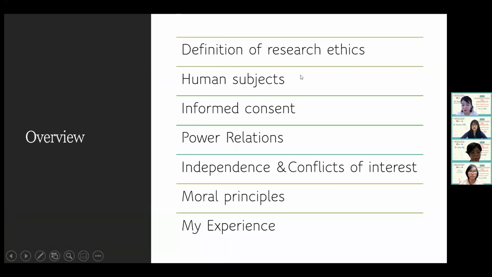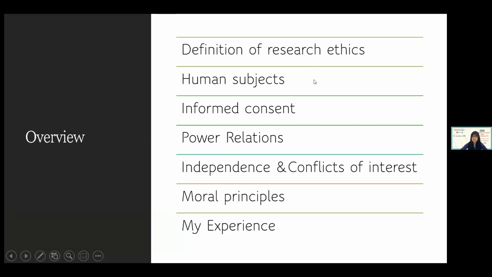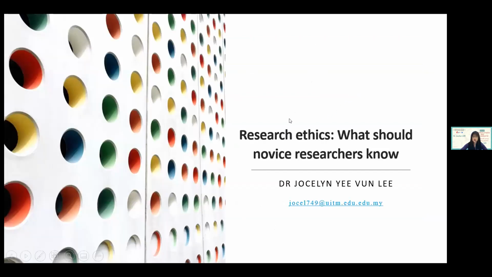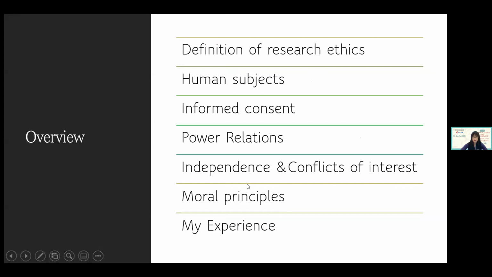First, allow me to define the research ethics, and then I will explain several critical and crucial elements in research ethics, such as human subjects, informed consent, power relations, independence and conflicts of interest, moral principles, and also my own experience as a researcher.